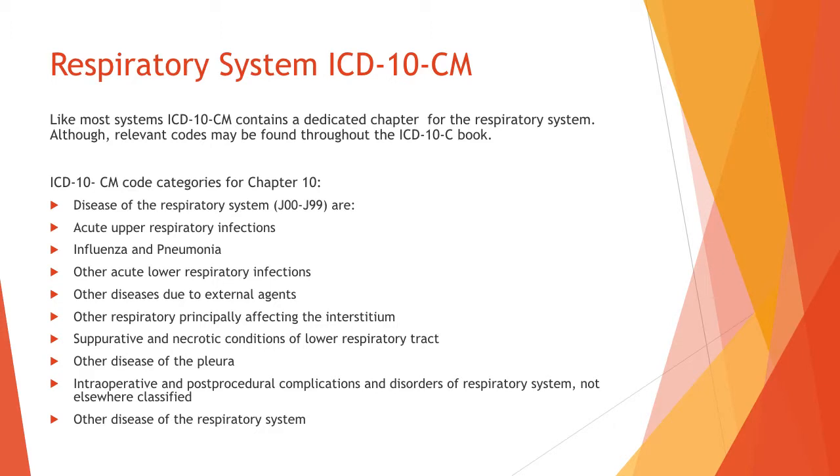Respiratory system ICD-10. Like most systems, ICD-10 contains a dedicated chapter for the respiratory system. Although relevant codes may be found throughout the ICD-10 book, as always, simply look in the alphabetic index to find the code that you're looking for and then begin to verify in the tabular list in the back of the book. The ICD-10 code categories for Chapter 10, which is the respiratory system, includes diseases of the respiratory system, which is J00 through J99. And listed below are all the code categories.